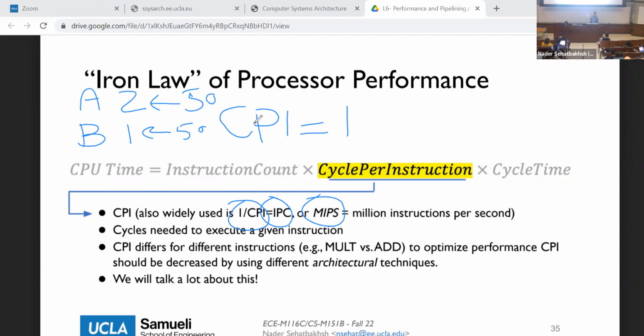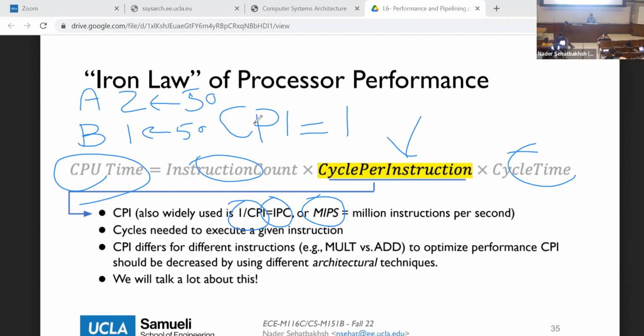Okay. So what we will see is that the CPI for different instructions, when we are moving on to more complex designs, is not necessarily 1. So what you want to do is balance between your CPI and all these other metrics, like the IC and CT, in order to ultimately reduce your CPU time. And this part we're going to actually talk a lot about in this lecture and the other lectures in the next 2 weeks or so. Okay.